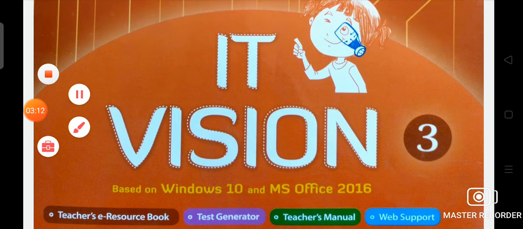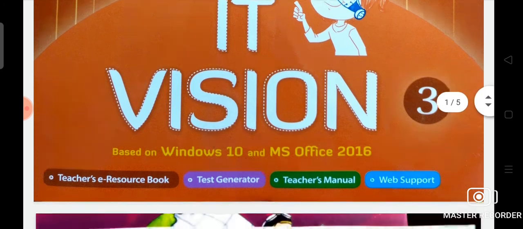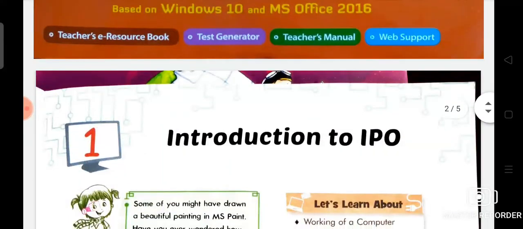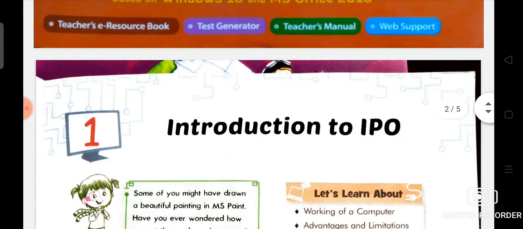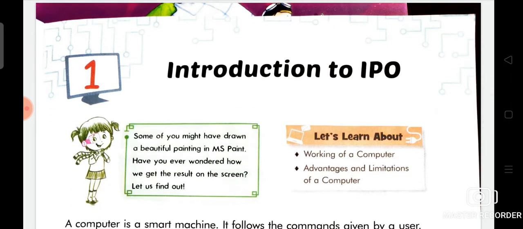So students, now I am going to tell you some other important topics about computers. Do you know what the main parts of a computer are? A computer has four main parts: monitor, CPU, keyboard and mouse. Now I am going to start your chapter number 1, Introduction to IPO.